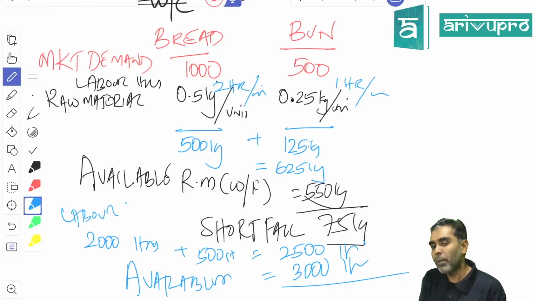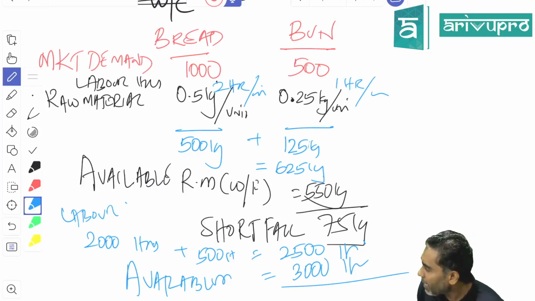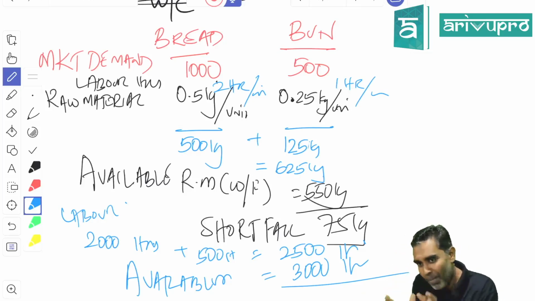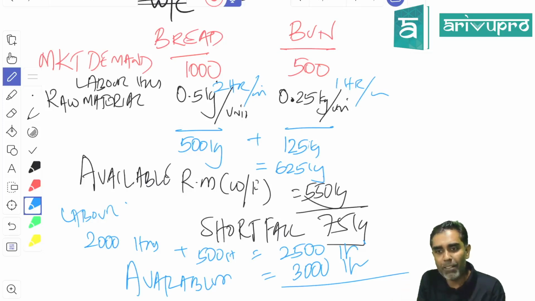Now you found that your limiting factor is very clear: raw material, wheat flour, because that is the factor which is not sufficient to satisfy the entire market demand. Shortfall resources. But it is not always compulsory to be raw material. It can be about material, machine hours, or labor hours.